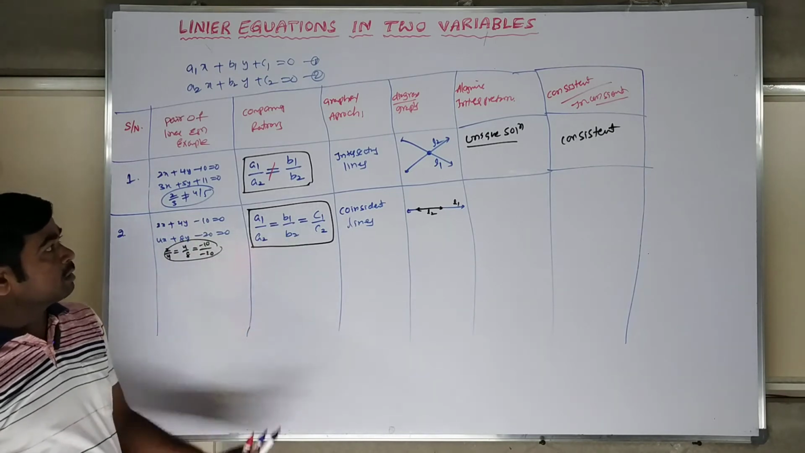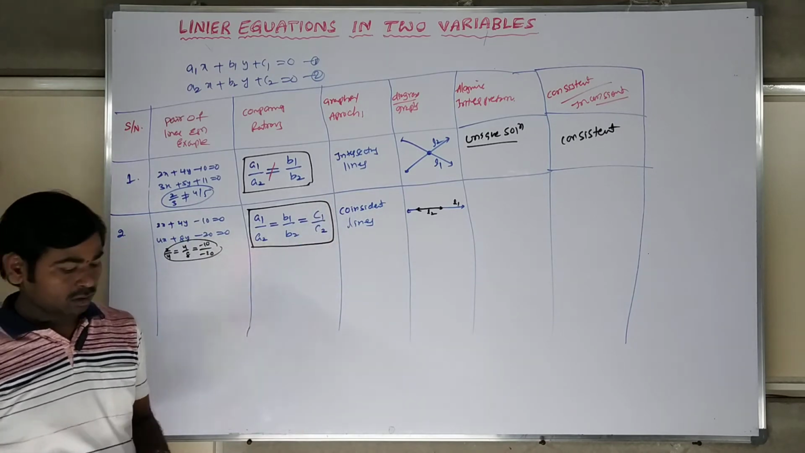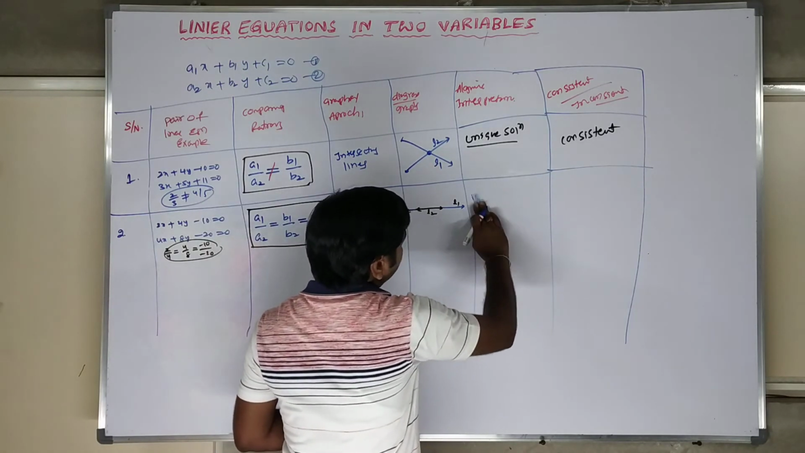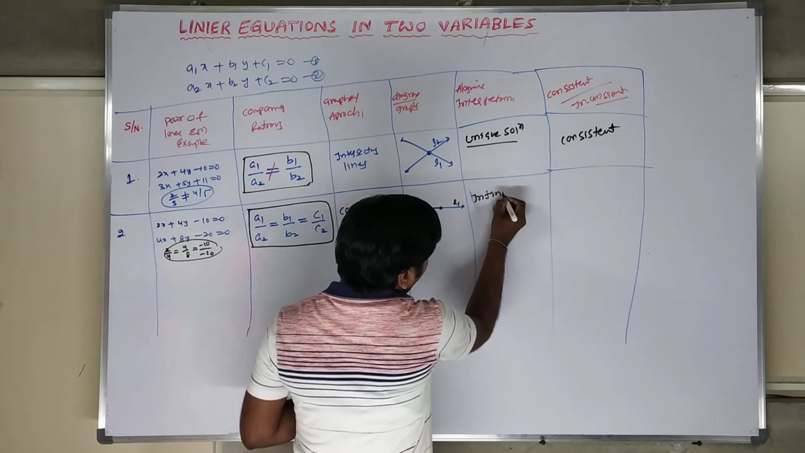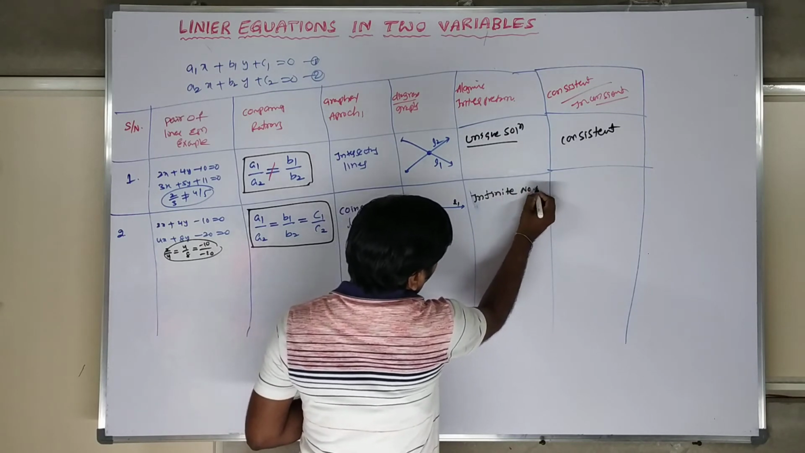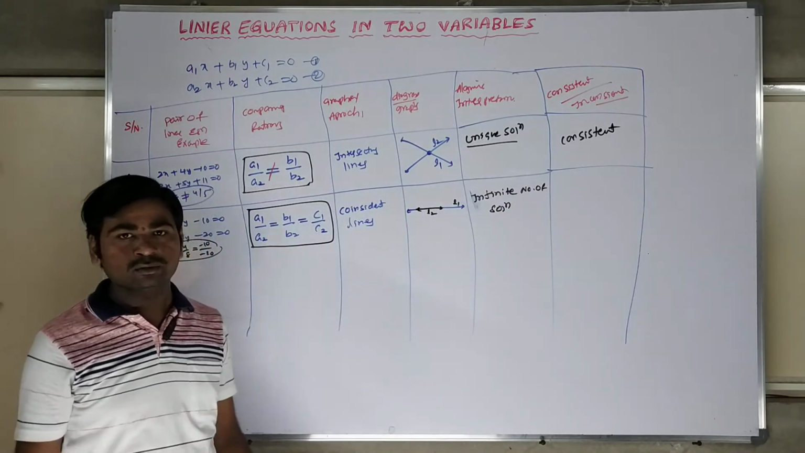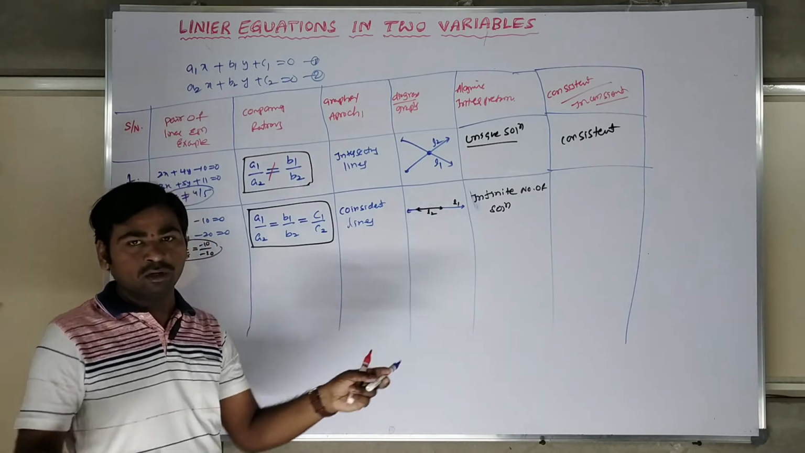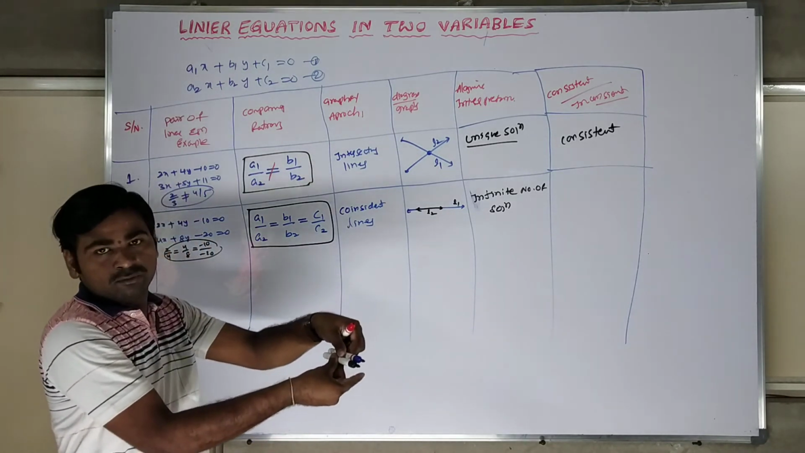When coincident lines come, what is the algebraic interpretation? What is the nature of the solution here? It has an infinite number of solutions. We can write infinite number of solutions, because however many times you go, one line touches the other line. Infinite times it touches. That's what infinite number of solutions means.